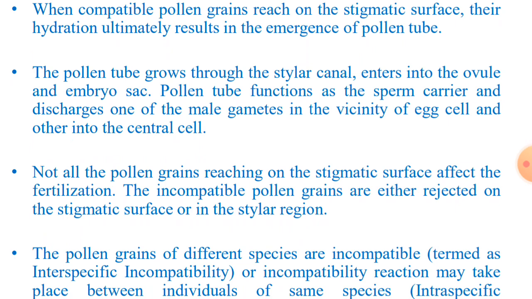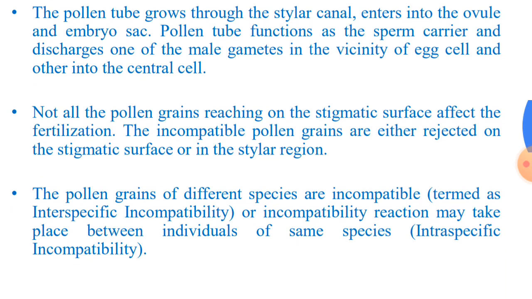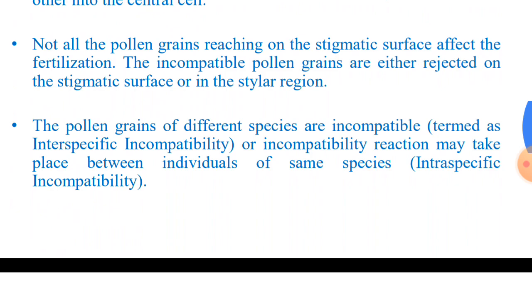The pollen tube grows through the stylar canal and enters into the ovule and embryo sac. Pollen tube in angiosperms as well as in gymnosperms behaves as a sperm carrier. Fertilization where there is involvement of the pollen tube is known as siphonogamous, and such a phenomenon is known as siphonogamy.